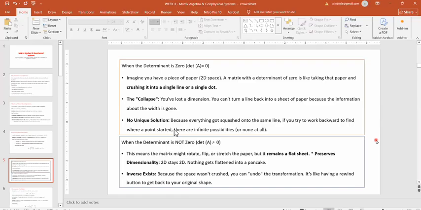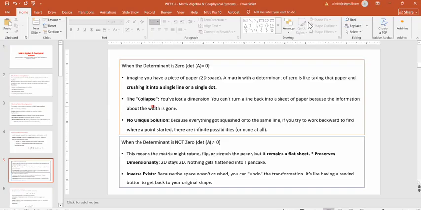So, further information regarding that statement: when the determinant is 0, what does that imply? Imagine you have a piece of paper in this space. A matrix with a determinant of 0 is like taking that paper and crushing it into a single line or a single dot. That is possible. Papers are generally two dimensional because the thickness value is very negligible. So if you squeeze that paper or narrow it down to just one straight line, the determinant becomes zero.